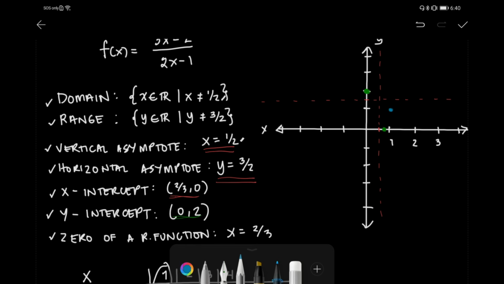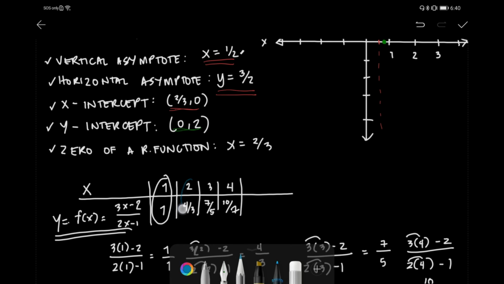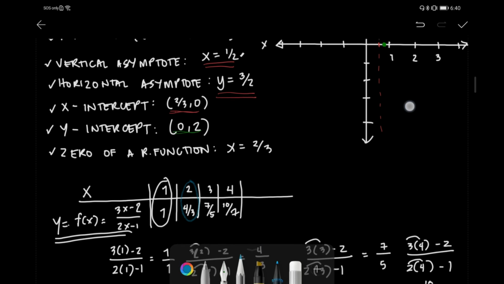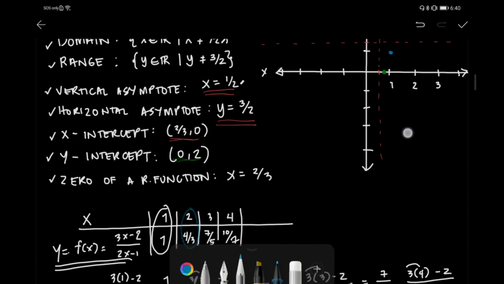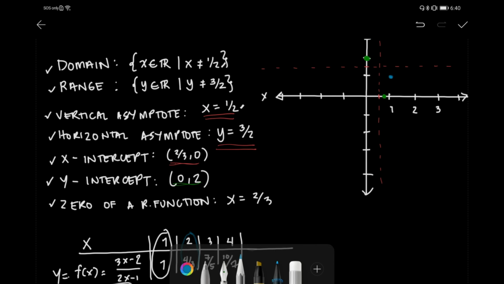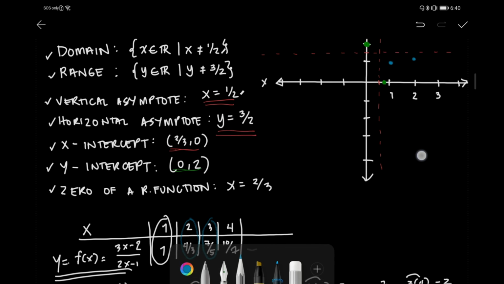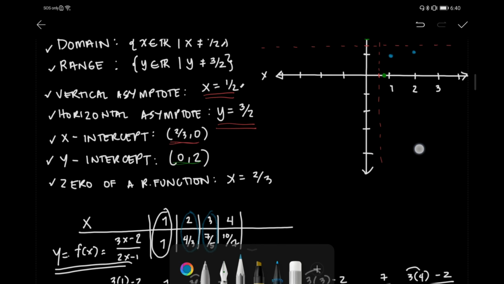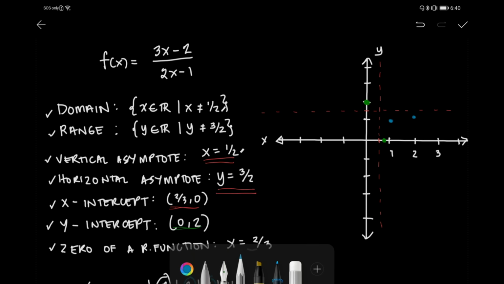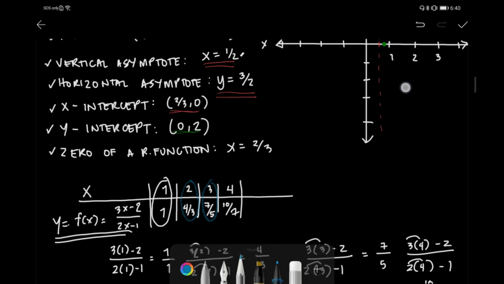Okay? Kung ang x naman natin is 2, yung y naman natin is 4/3. So, 4/3 is 1 and 1/3. Okay? So, 2 is 1 and 1/3. So, approximately nandito yan. Okay? Then, kapag ang x naman natin is 3, ang y naman natin is 7/5. So, approximately, 7/5 is 1 and 2/5. So, approximately nandito yan. Okay? So, as you observe guys, kung ang x naman natin is 4, ang y is 10/7.